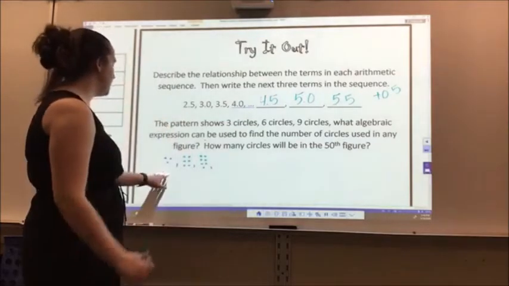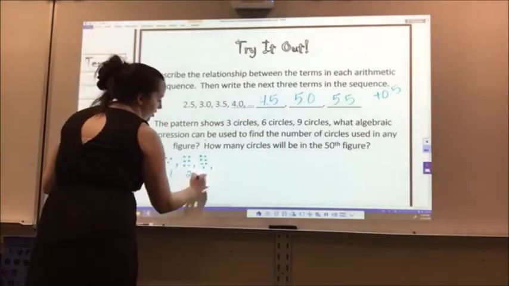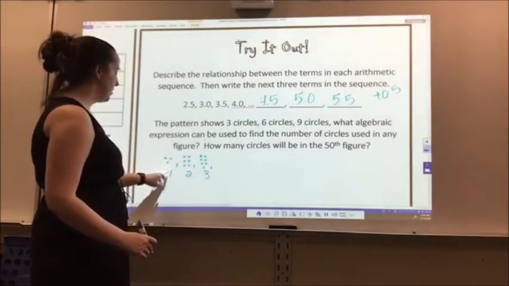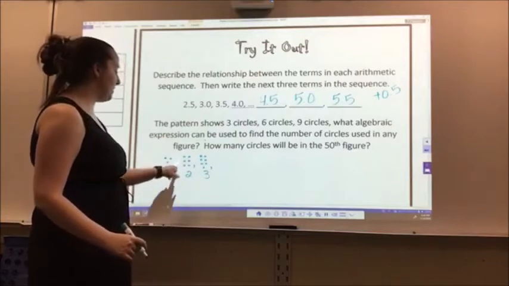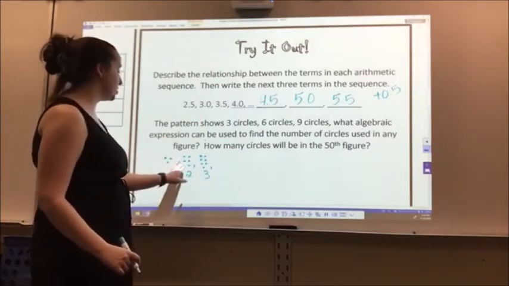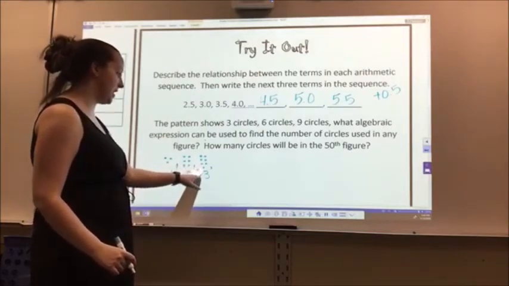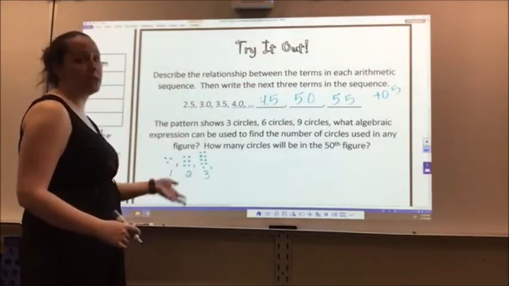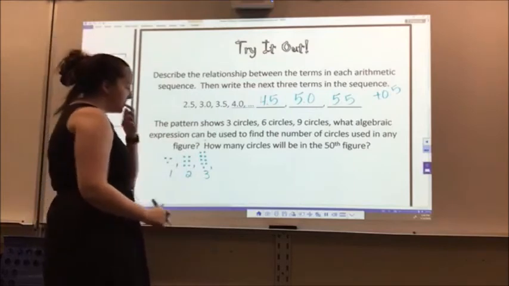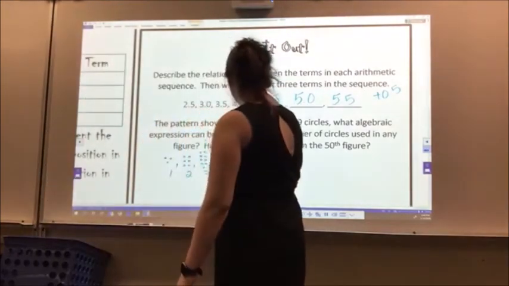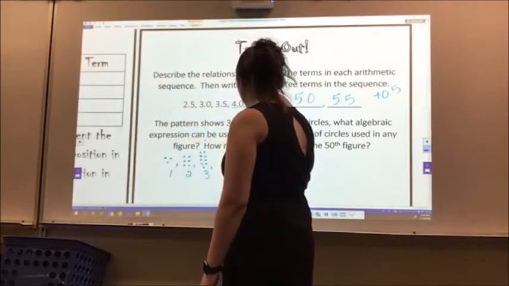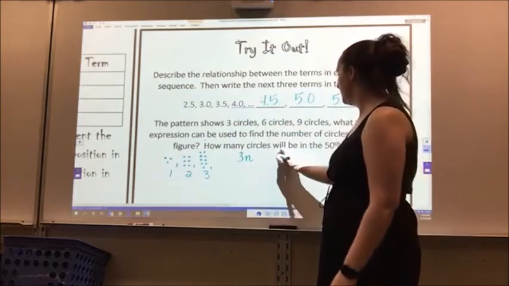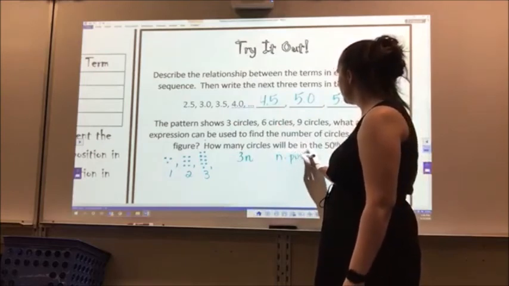So this is position 1, position 2, position 3. So each time I go up by 3. So each position I go up, my term goes up by 3, because 3 plus 3 gives me 6. 6 plus 3 gives me 9. Okay, so I'm adding 3 each time. So that tells me that my algebraic expression is 3n, where n represents the position. So n equals the position.